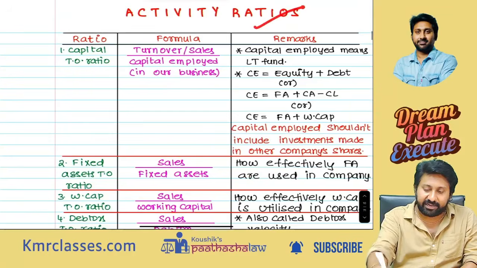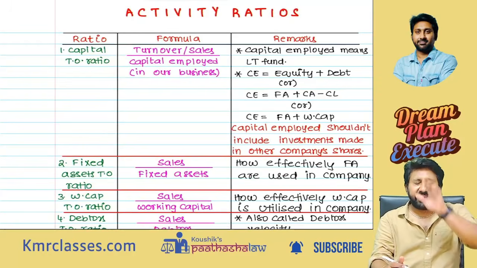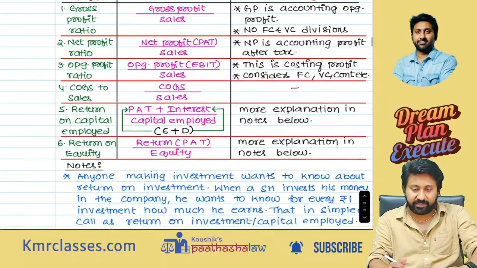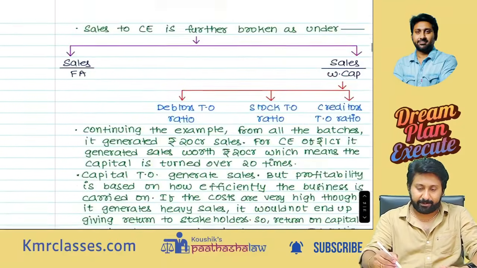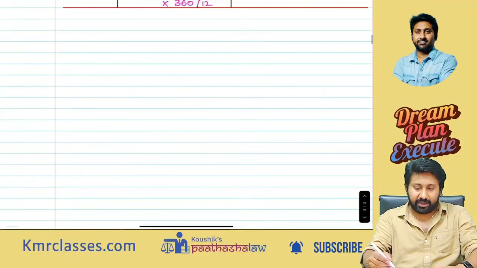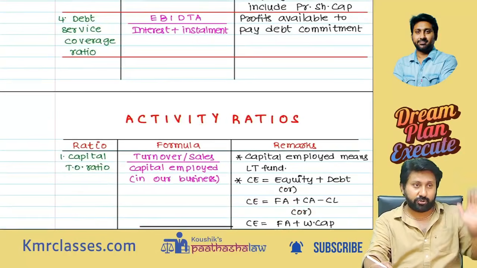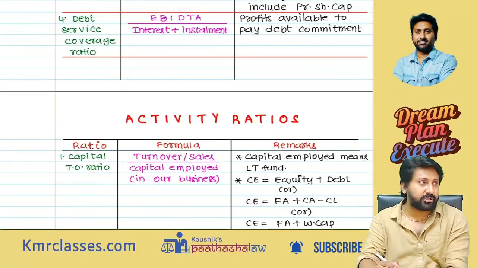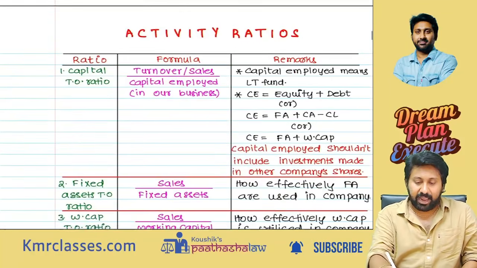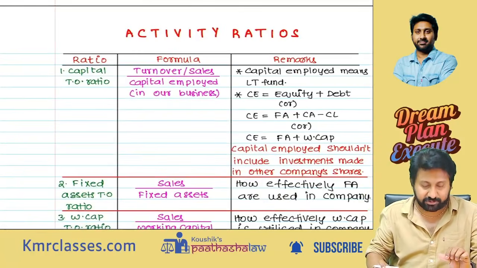Next, activity ratio. Capital turnover ratio. See, all kinds of activity ratios. Okay. I will show you one thing. This is profitability. Miscellaneous. Activity ratios, also called as turnover ratios. Now, I will explain one point here. Activity ratios are also called as turnover ratios.